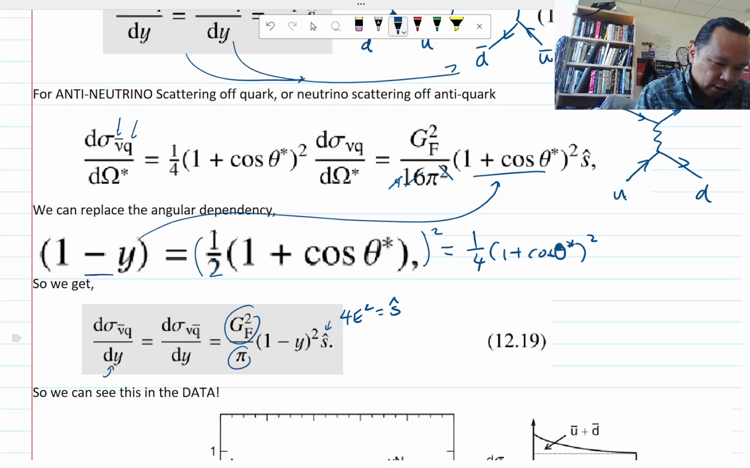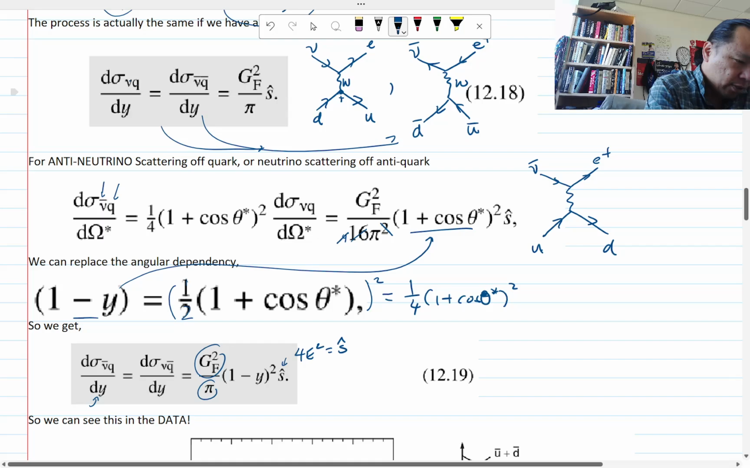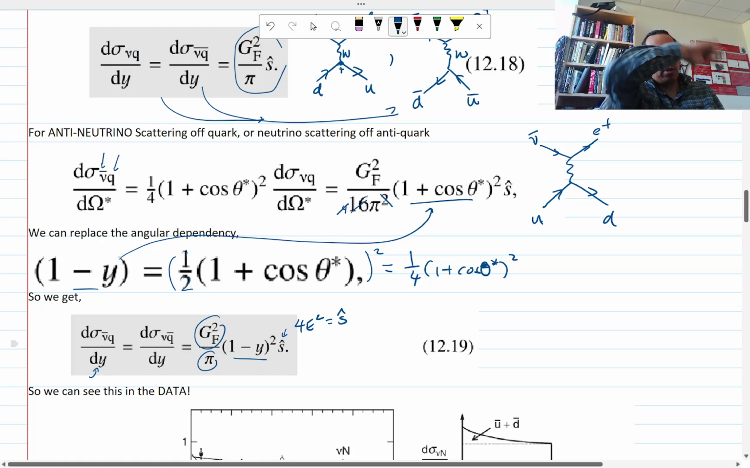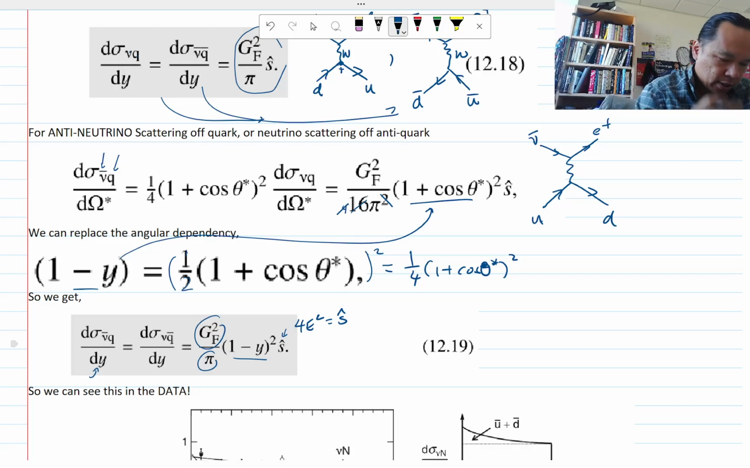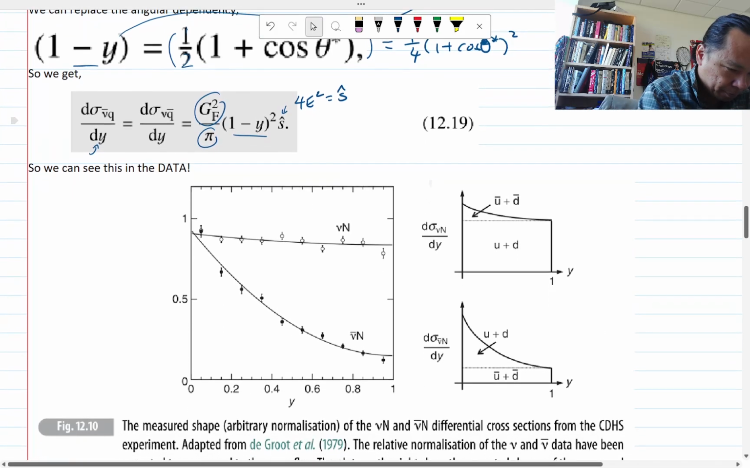So let's see if we can see this in data. For neutrino quark scattering, you basically have no y dependence explicitly. It doesn't depend on y at all. For antineutrino quark scattering, you have this 1 minus y squared thing. So it's like an upside down parabola that's shifted, because that's what y squared looks like. So let's see if we see this in the data, okay?